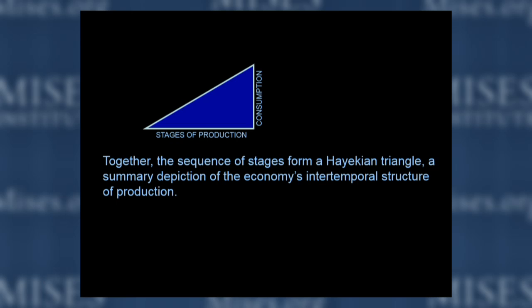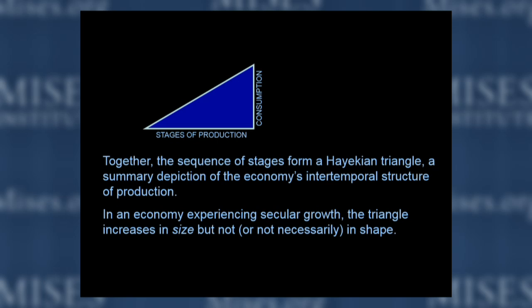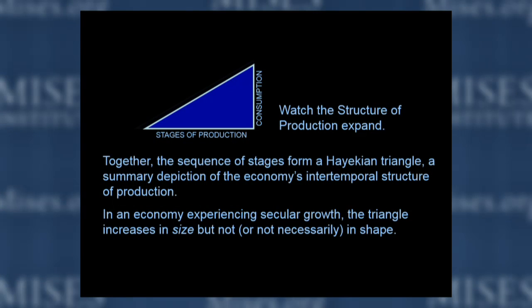So together the sequence of stages form a Hayekian triangle, a summary depiction of the economy's intertemporal structure of production. In an economy experiencing secular growth, the triangle increases in size, but not necessarily in shape. Some people would say that if it increases in size, people tend to save more proportionally. Well, they may, but we'll show it as just an increase in size. My problem is it doesn't look on my screen like it does up there, but we'll make do.